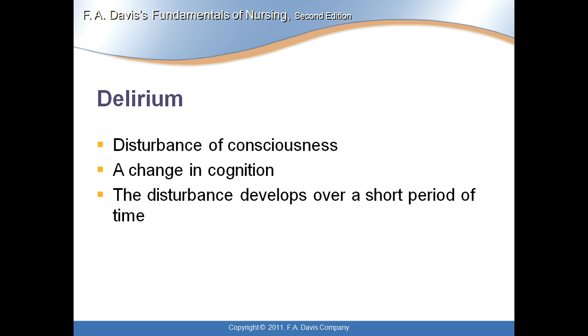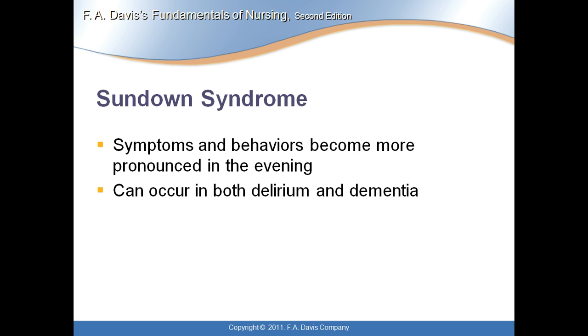So now we're going to move on to delirium, which is a disturbance of consciousness, a change in cognition, and the disturbance develops over a short period of time. Delirium is also somewhat of an acute confusion. You also have Sundown Syndrome, and in the hospital we call it sundowners. It's symptoms and behaviors that become more pronounced in the evening.